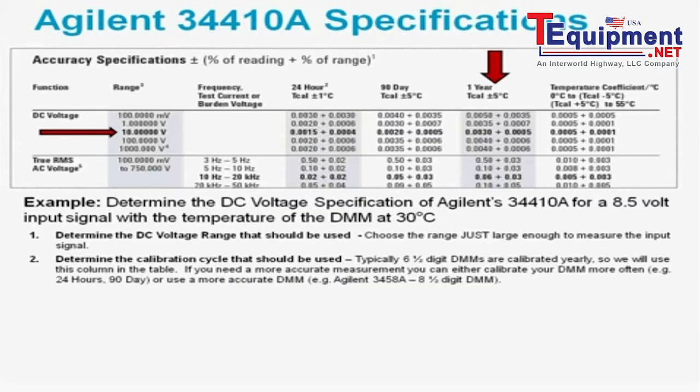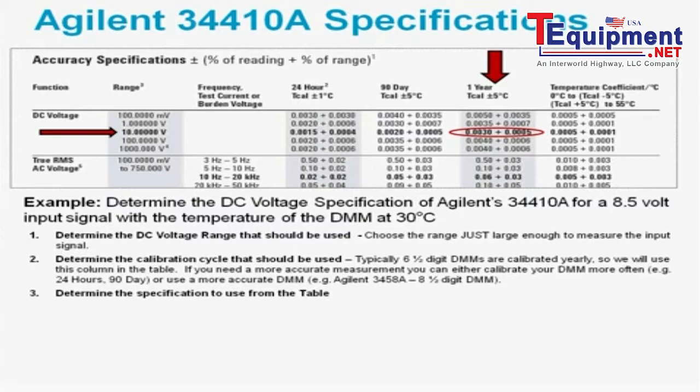Our next step is to determine which calibration cycle we want to use, and this will determine the column in the table. It is very typical for most customers to use the year calibration cycle, and that's what we will be using in this example. However, if you needed a more accurate specification, you could use a shorter calibration cycle or a more accurate DMM. In the case of Agilent, we have our 3458, which is an 8.5 digit DMM.